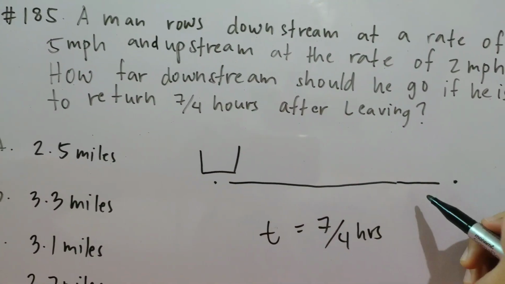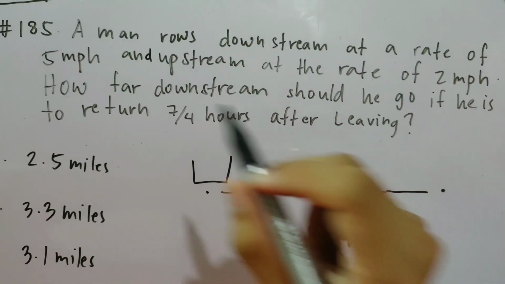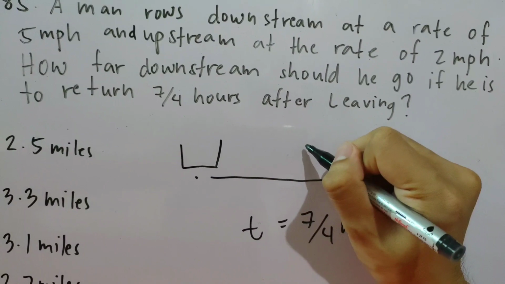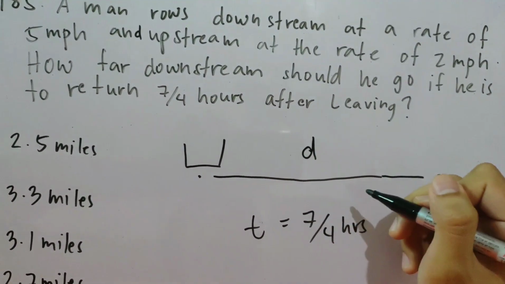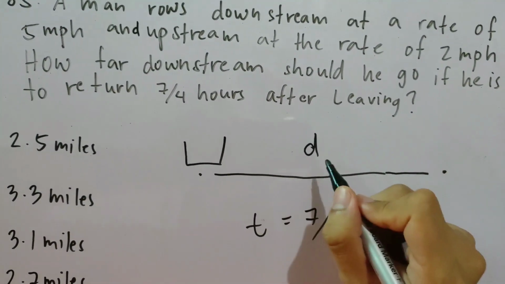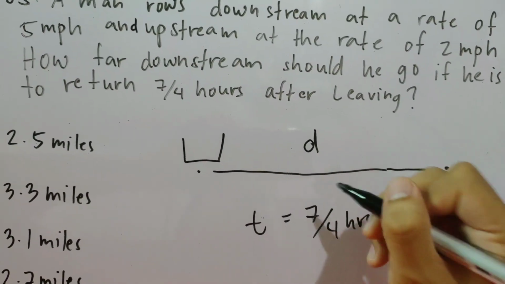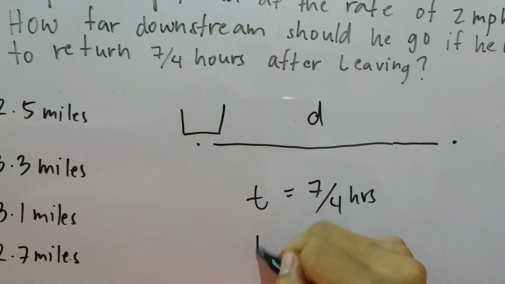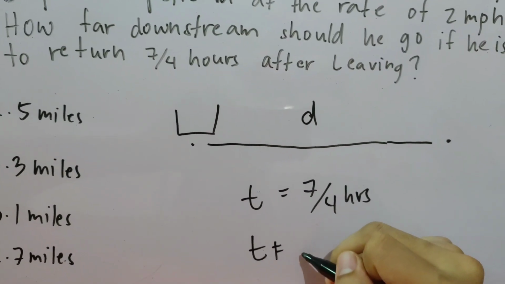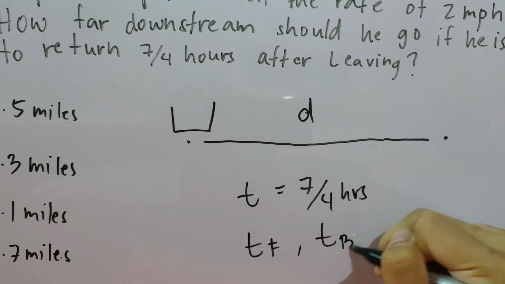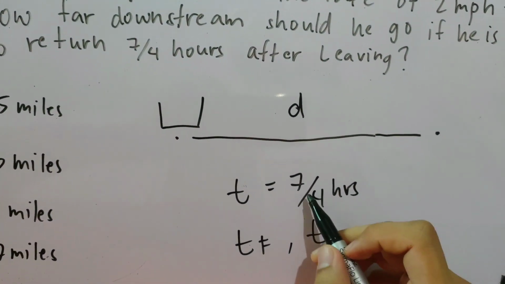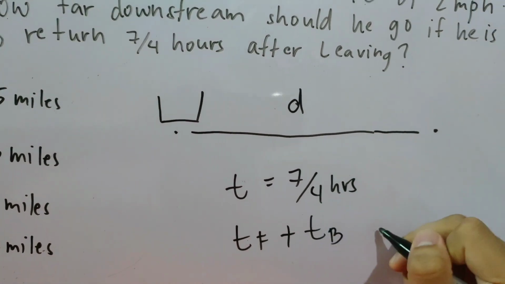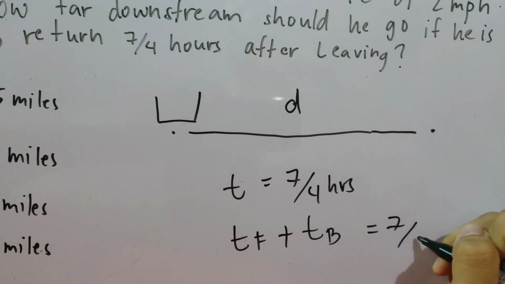So pagpunta niya downstream ay 5 miles per hour. Tapos upstream 2 miles per hour. So ang hinahanap natin dito ay yung distance. Bale meron tayong time na papunta siya, meron tayong time forward. Tapos meron tayong time na backward. At yung sum ng mga to is equal to 7 over 4 hours, yung total time. So TF plus TB is equal to 7 over 4 hours.